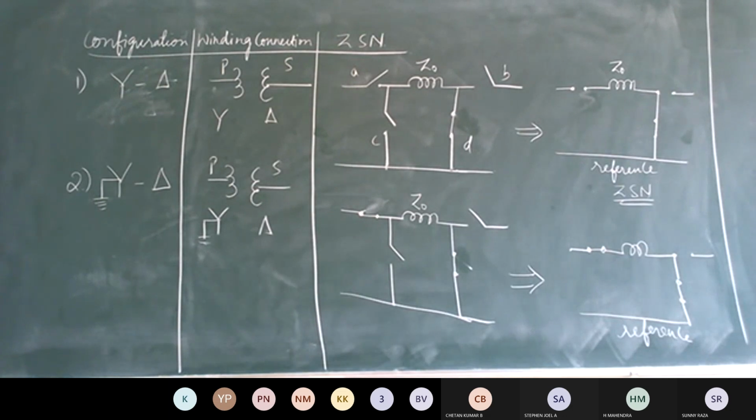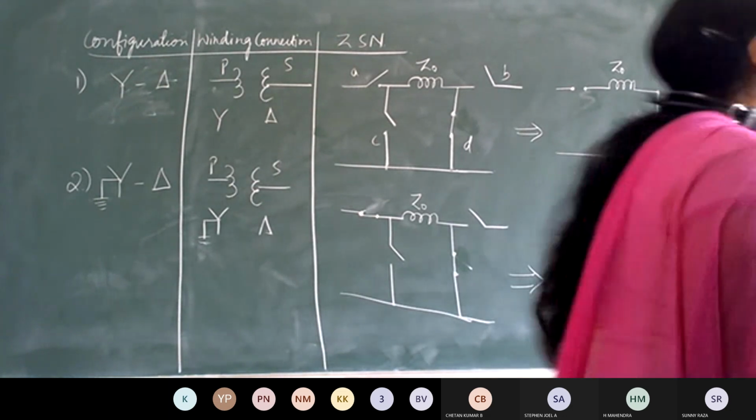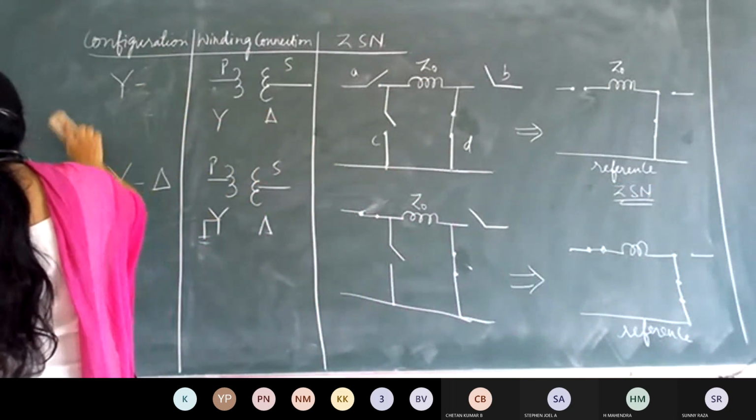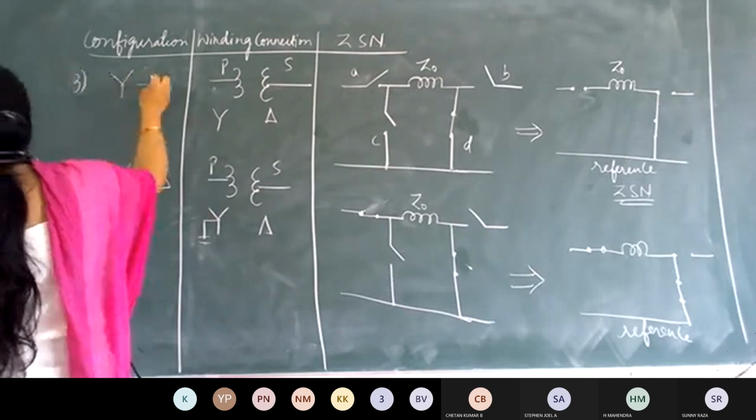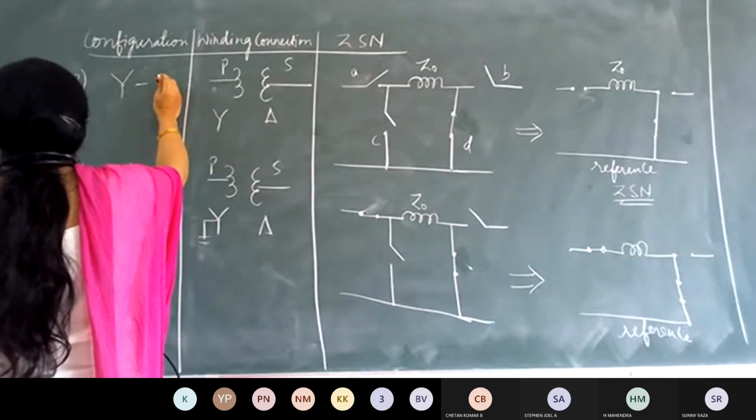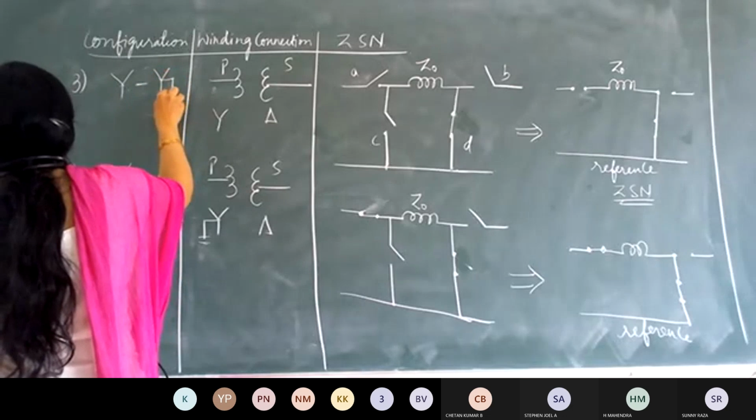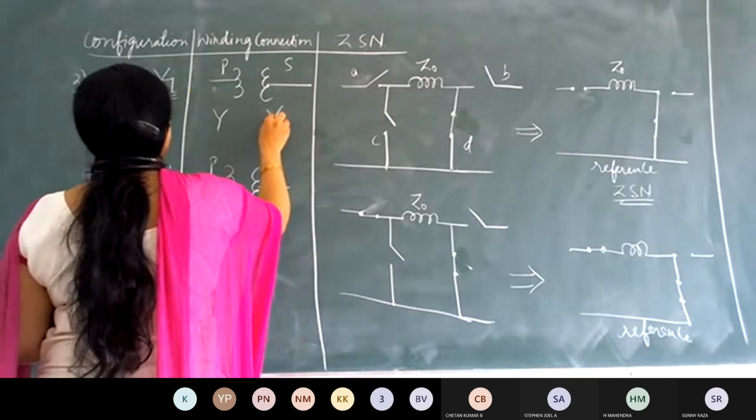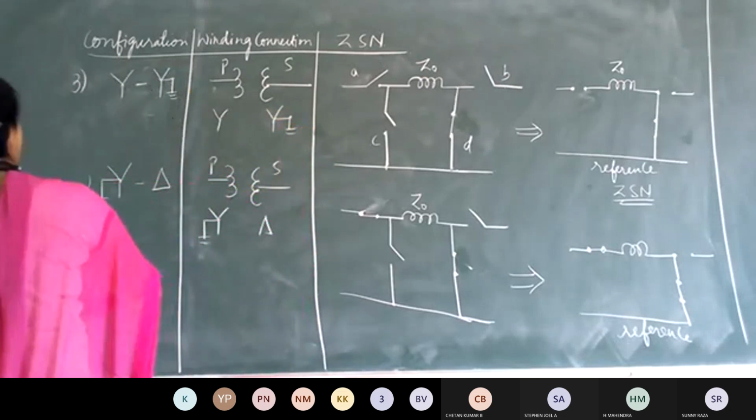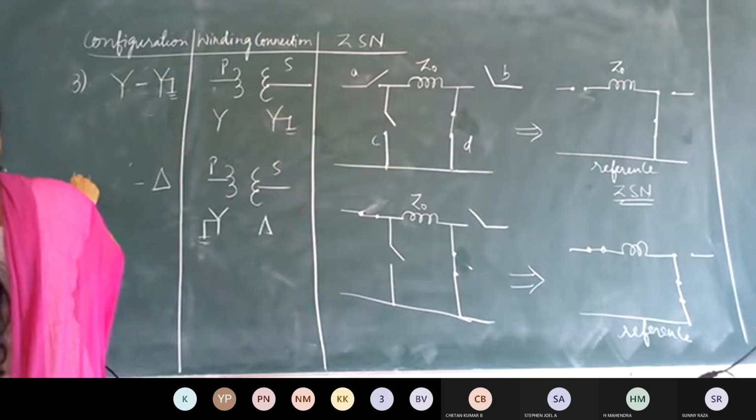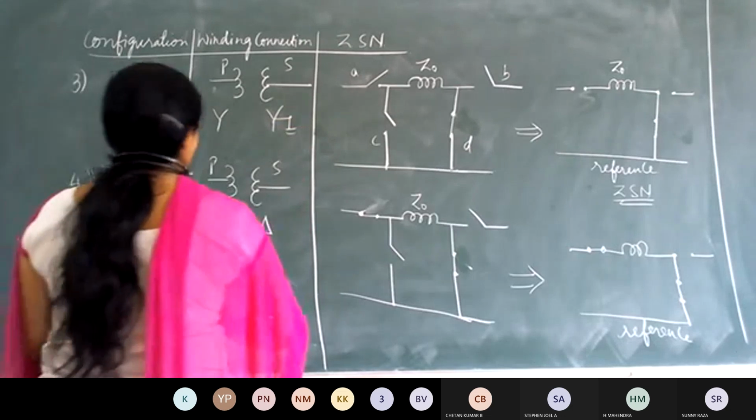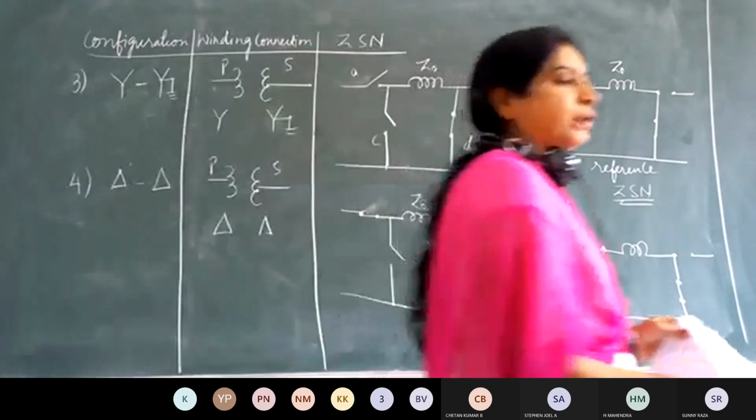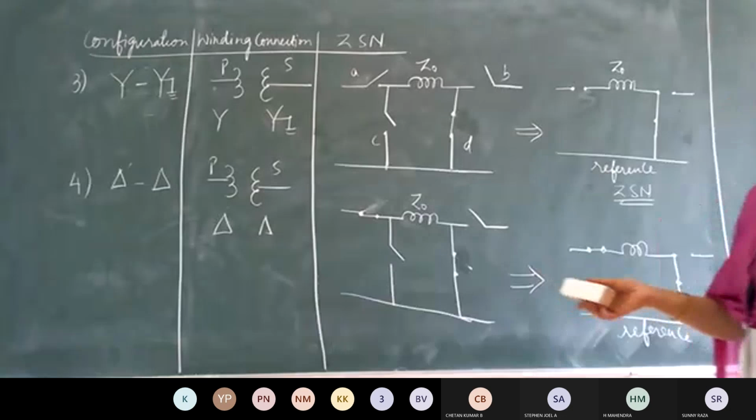Okay, if you are finished, try this configuration which I gave now. Try the next configuration: star on the primary with the neutral isolated, and on the secondary star with the neutral grounded. Try this on your own. One more: primary and secondary delta connected. So try these two configurations on your own. If you face any difficulty, you can pose a question there.